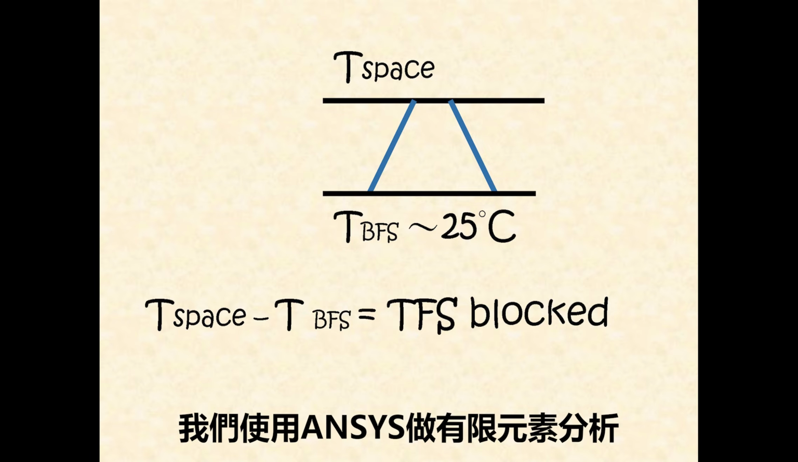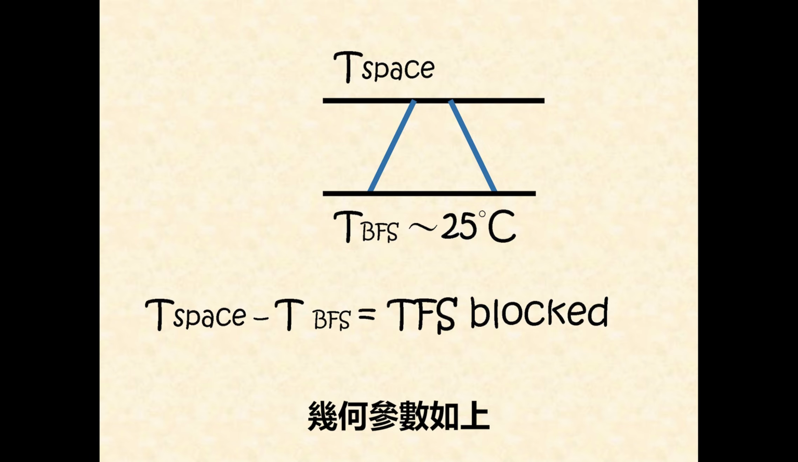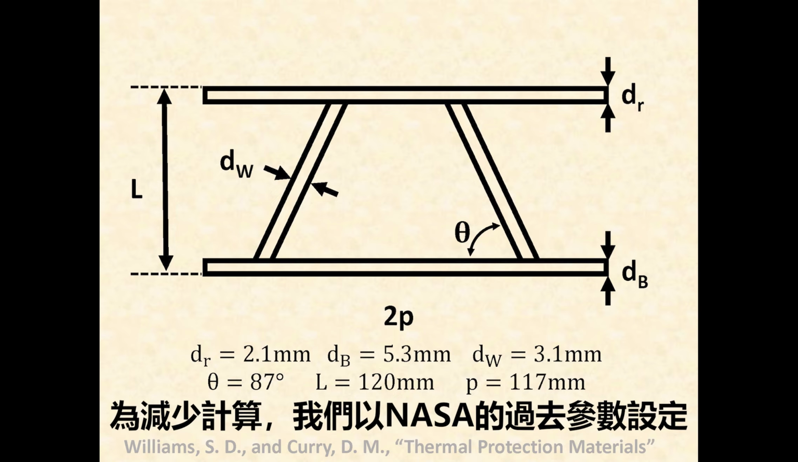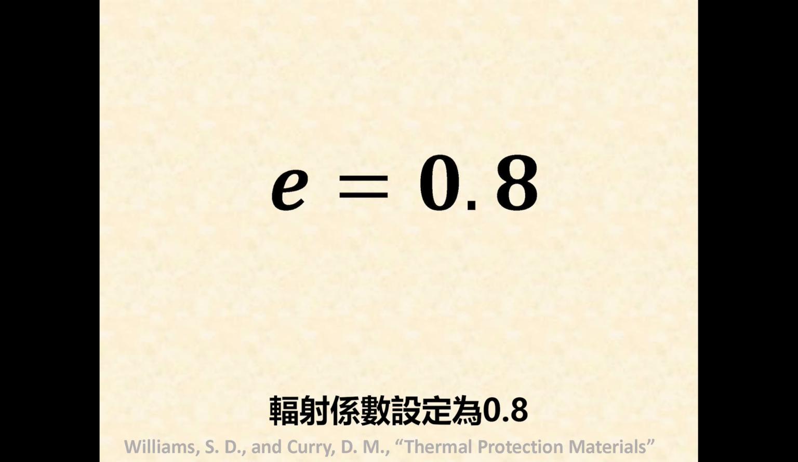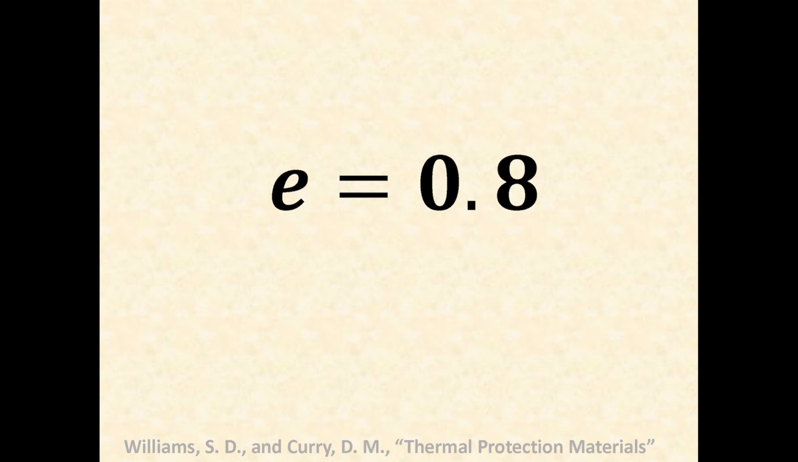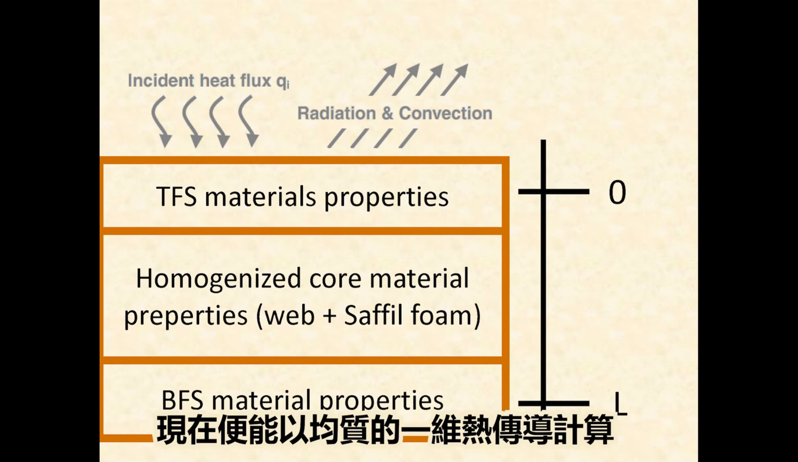We developed a finite element model using ANSYS. The geometric parameters are like this. To simplify calculation, we use a NASA past case as constant. Radiation is also modeled on the TFS with an emissivity of 0.8 from Dr. Williams' Thermal Protection Materials, 1992. Now we can assume this is one-dimensional homogeneous heat transfer behavior.